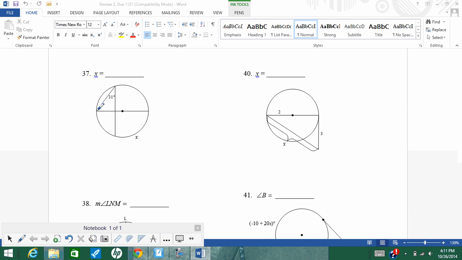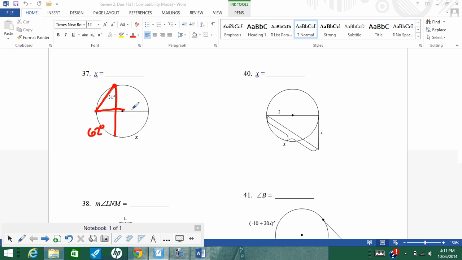37, we get the measure of this angle. The angle that's 31 degrees is formed by these two chords. And that is an inscribed angle. Its vertex is on the circle and its two sides are chords. So that means that this arc right here is 2 times the size of that angle. So that means this arc is 62 degrees. We're looking for x.